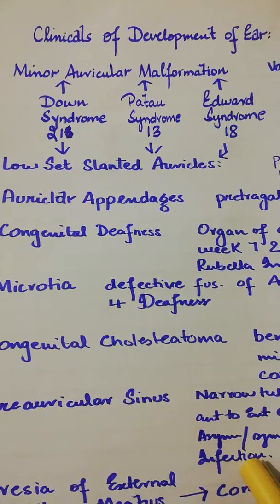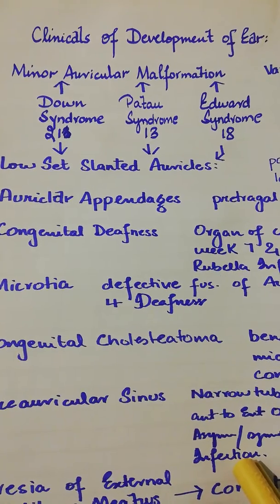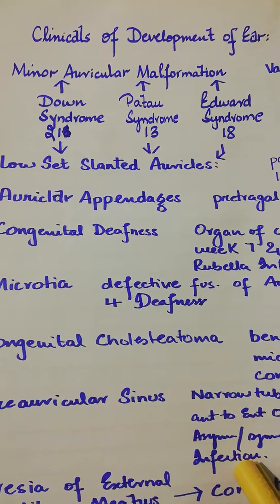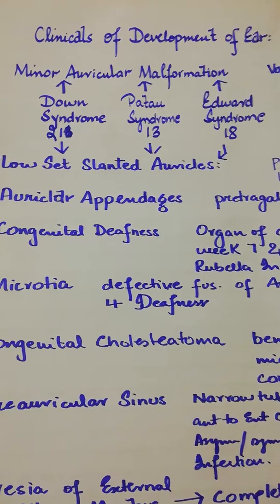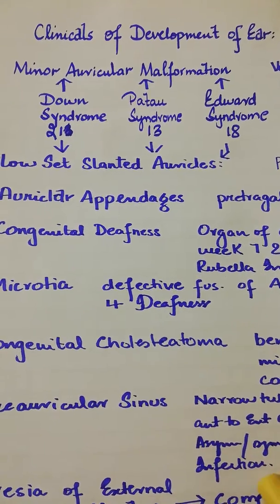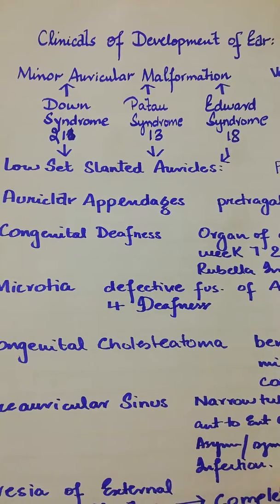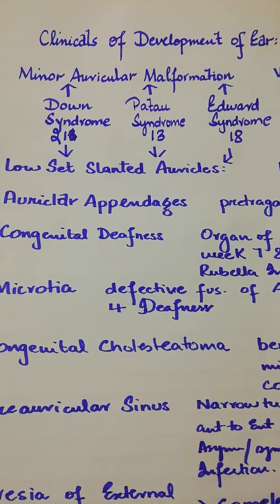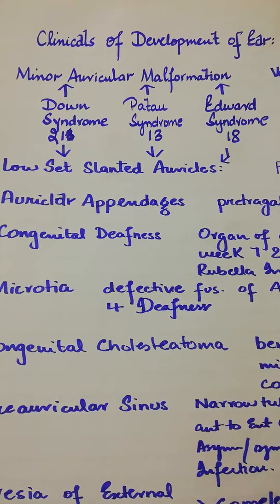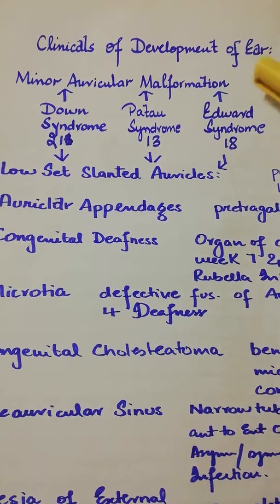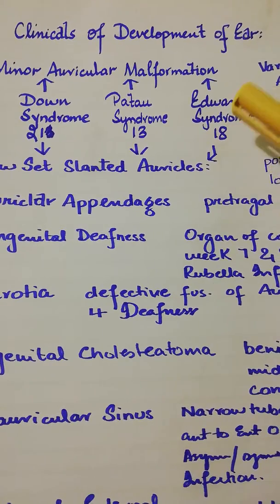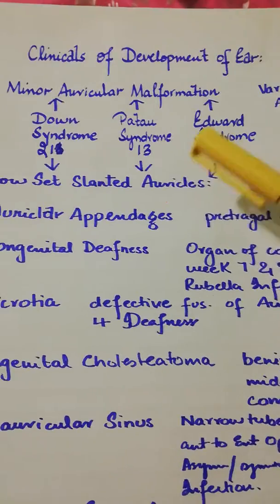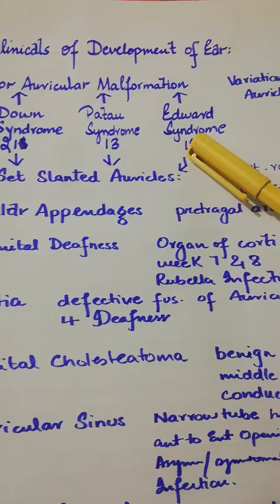In this video, we will discuss the clinicals of development of the ear, and the first one is minor auricular malformation, which are due to Down syndrome, trisomy 21, Patau syndrome, which is due to the defect in the chromosome number 13, and Edward syndrome is due to the defect in the chromosome 18. And what are minor auricular malformations?